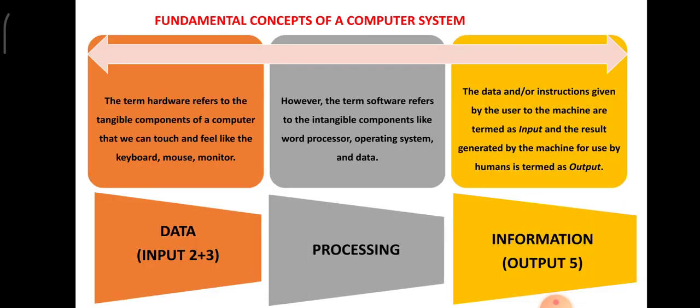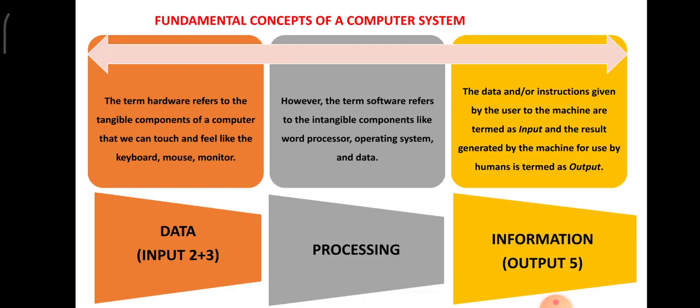Yeah. Now, the term hardware refers to the tangible components of a computer that we can touch and feel, like the keyboard, mouse and monitor. It is as simple as that. Components that you can touch and feel are called as the hardware. For example, if you have a desktop, you will have the monitor. The monitor you can touch and feel, so it is a hardware. Similarly, the mouse you can touch and feel, so it is a hardware. So any component that you can touch and feel is called hardware.